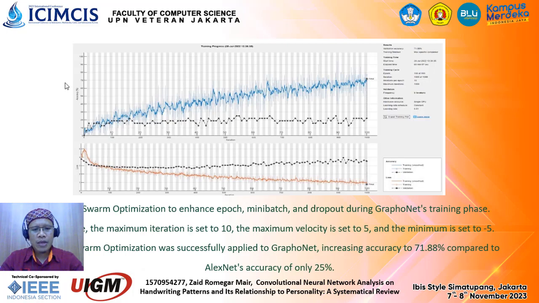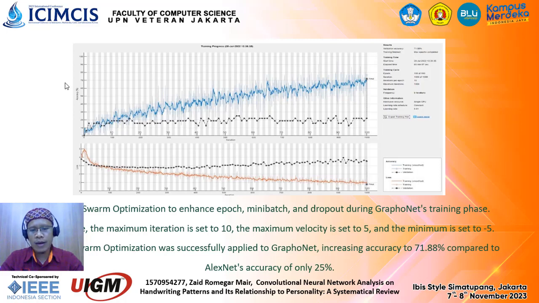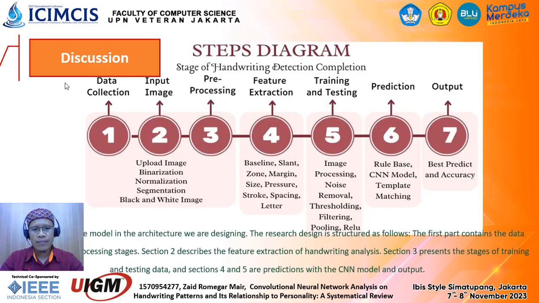Particle swarm optimization enhances epoch, mini-batch, and dropout during the training phase. Therefore, the maximum iteration is set to 10, the maximum velocity is set to 5, and the minimum is set to -5. Particle swarm optimization was successfully applied to the network, increasing accuracy to 71.88% compared to an AlexNet accuracy of only 25%.